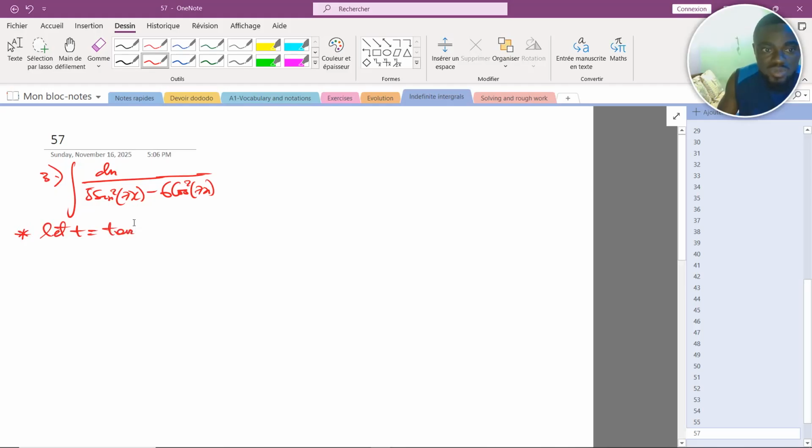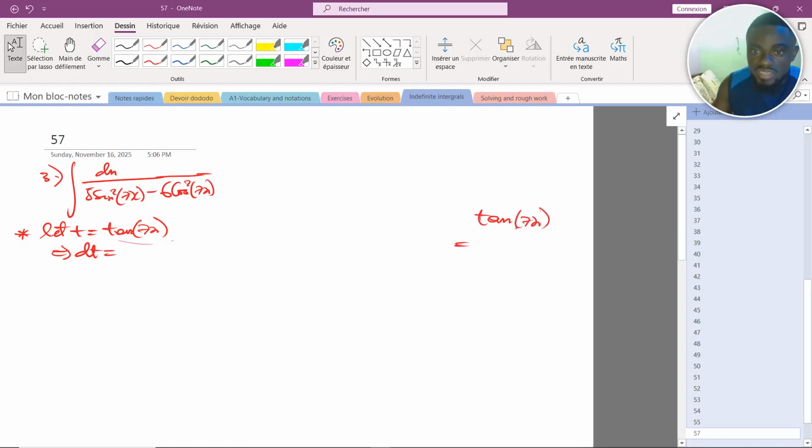Our nx here is what? 7x. So let's directly find the x. This implies when I differentiate this, it gives 1 times dt. This will give dt being equal to the derivative of tan 7x, which I told you already.